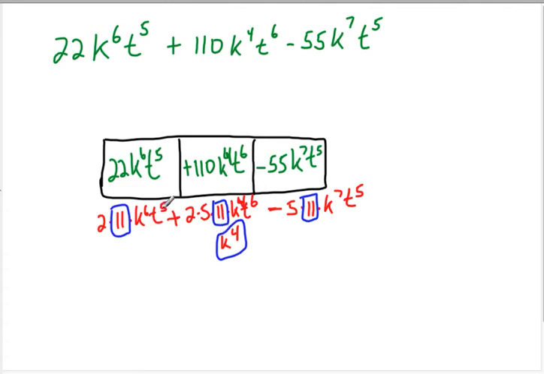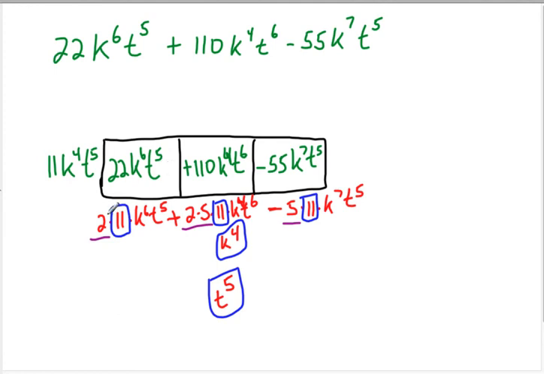And they all have, there's 5 T's, 6 T's, and 5. So they all have 5 T's as well. So let's write that down. 5T. Okay, so on the left, we're going to write 11 K4T5.